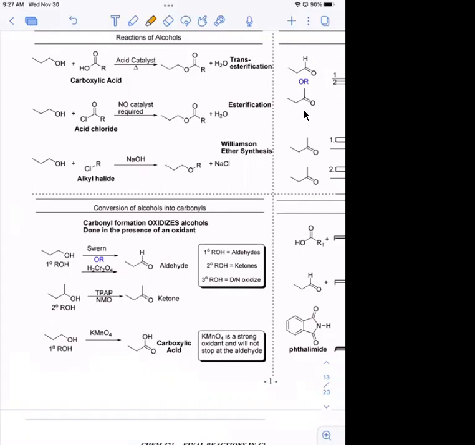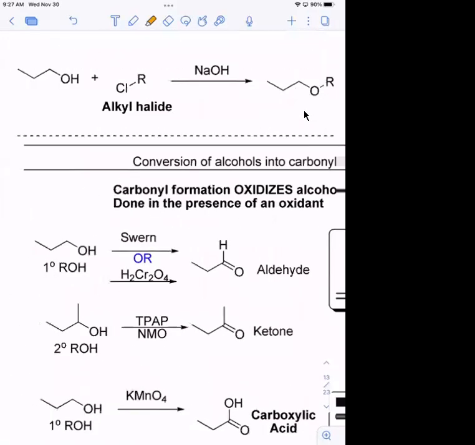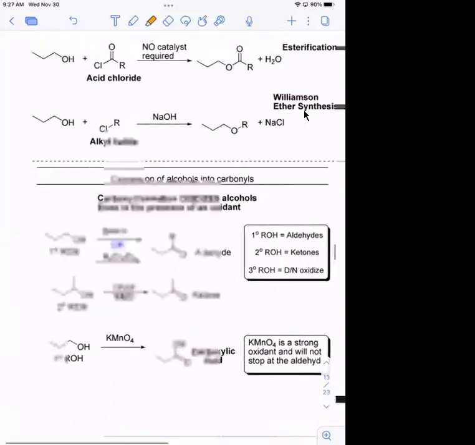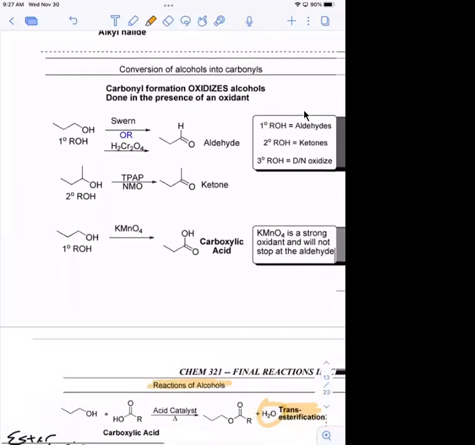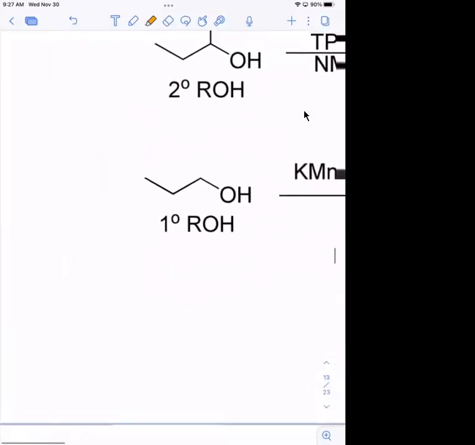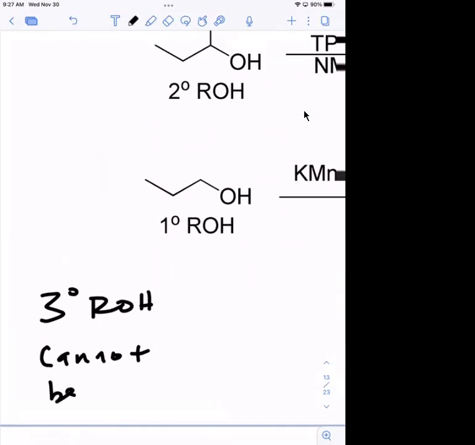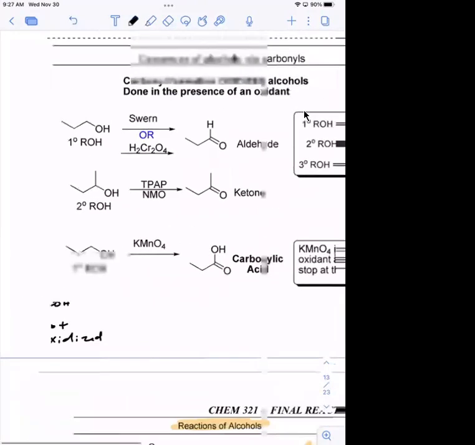But the Swern oxidation is a way to oxidize primary alcohols. So if you notice, you have methods for primary and secondary, but no tertiary, right? And there's a reason for that. Tertiary alcohols cannot be oxidized. Right, there's a reason for that.